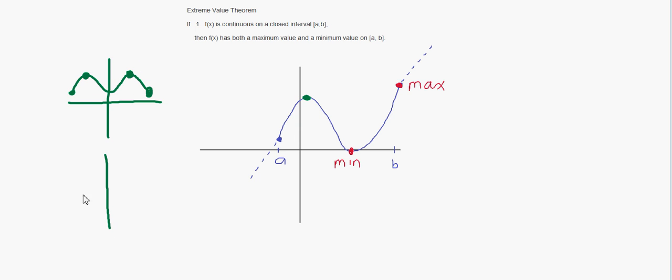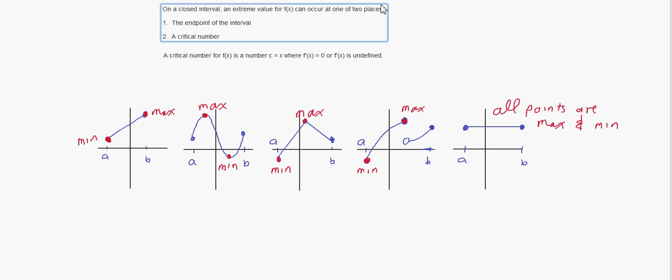If you have a horizontal line from a to b, it's not very interesting, but if you have that, every single point from a to b is a maximum as well as a minimum, because no points are above each other and no points are below each other. So they're all maximums and minimums. Okay, so there could be more than one. Usually there'll just be one max and one min, but some functions have more than one. Not a big deal. And here I've drawn a whole bunch of stuff.